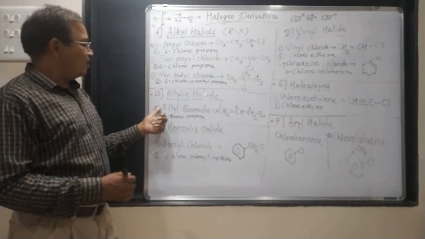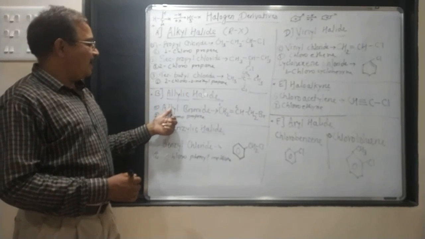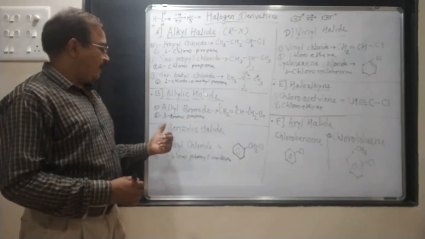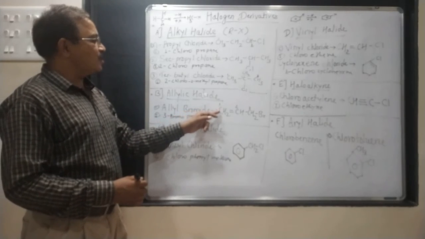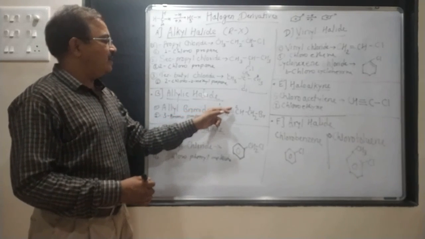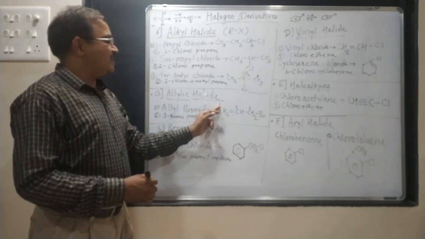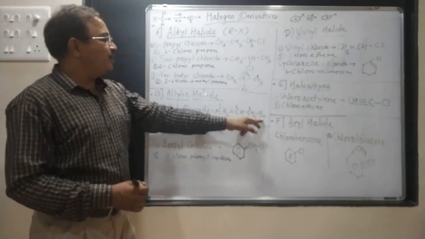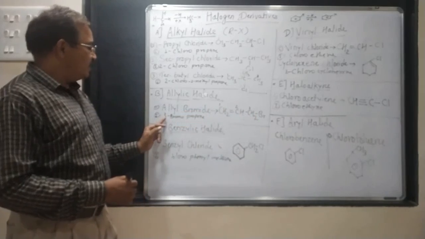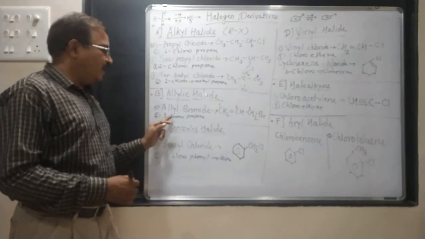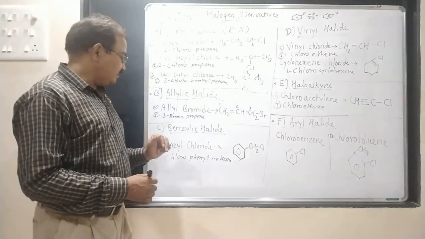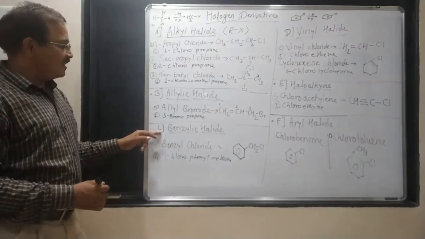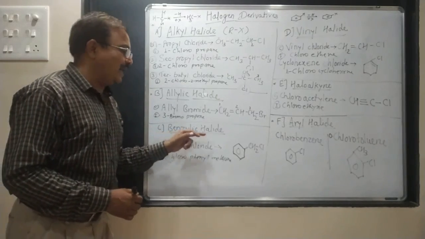Let us try to understand the common name of this, allyl bromide. In the IUPAC system, we have to start the numbering from the end, from the left hand side end, 1, 2 and 3. So that bromine is attached to the third carbon atom. So the IUPAC name will be 3-bromopropane.